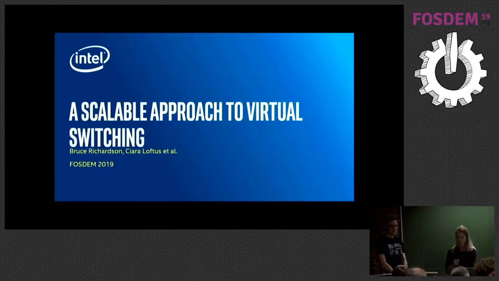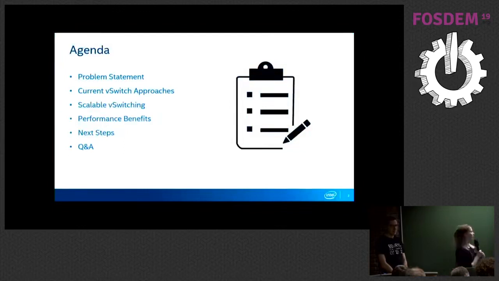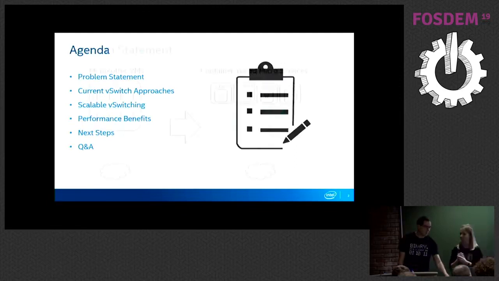So as regards an agenda, we'll elaborate a bit more on that cloud native problem statement. We'll discuss how we switch east-west today using current approaches to vSwitching. We will put forth our proposed scalable vSwitching solution and discuss its many benefits, including raw performance as well as better utilization of resources and automatic scaling. We'll discuss some next steps and we'll hopefully have some time for Q&A at the end.